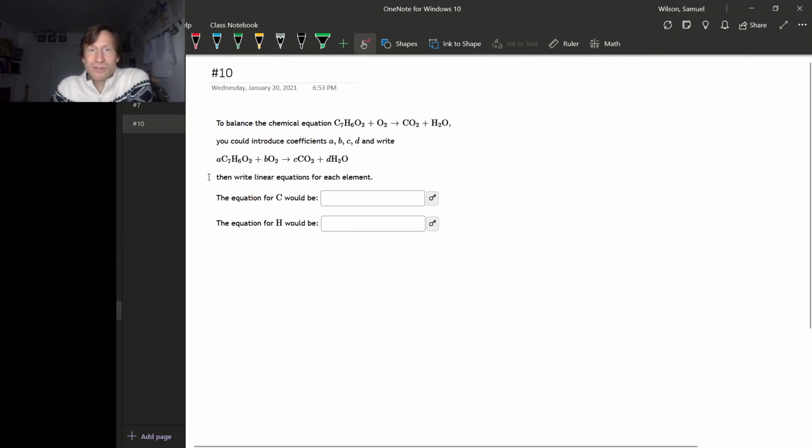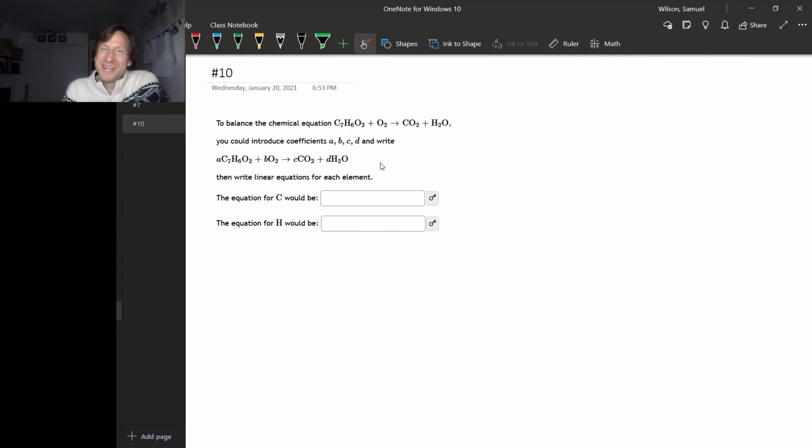The other problem that I wanted to look at from the quiz was this balancing a chemical equation. If you've taken a chemistry class, this equation is actually pretty straightforward to balance, because carbon only shows up in one place in the reactants and one place in the products. So it's straightforward to balance chemistry class style. But if we want to write this in terms of a linear system and do it linear algebra style, we would do this.